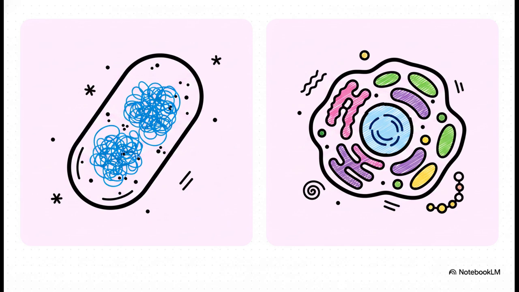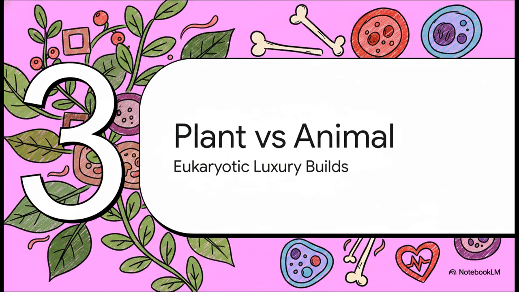These house highly specialized organelles that all have their own specific jobs. It is organized, it's compartmentalized, and it is totally built for complexity. And that brings us to section 3, plant and animal cells, the eukaryotic luxury builds.